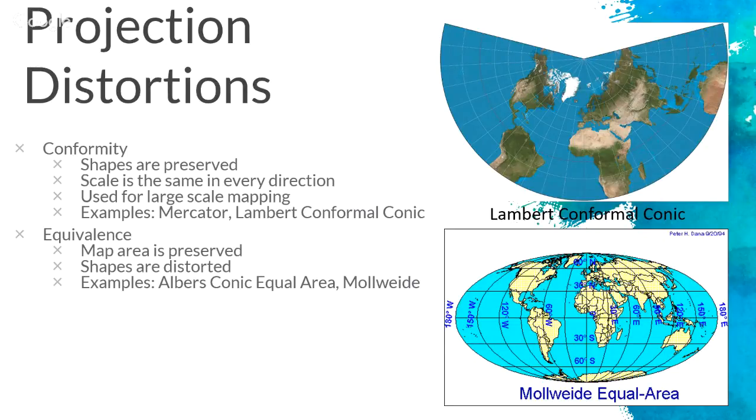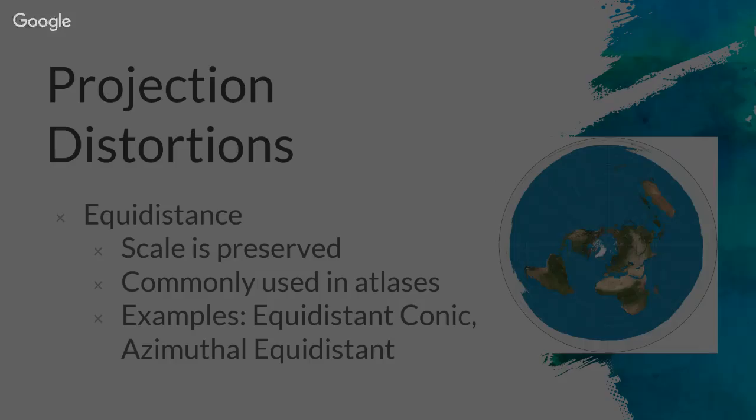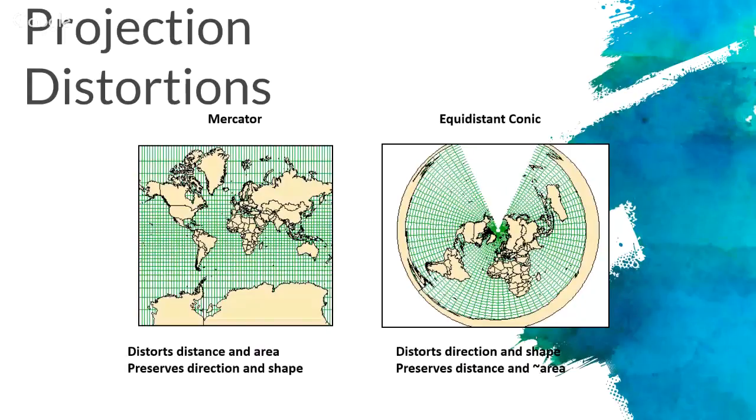So we have Lambert conformal conic, we have equal area, equidistance. Here we have Mercator, and then we have the equidistant conic projection, and you can see how the two projections look different. Mercator distorts distance and area, but preserves direction and shape, whereas the equidistant conic distorts direction and shape, but preserves distance. So there are trade-offs to both projections.